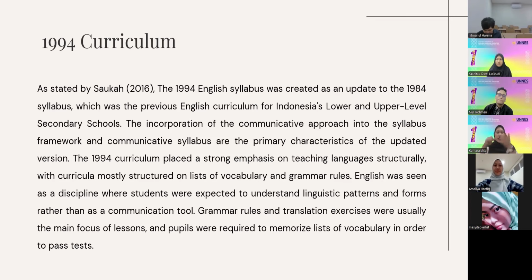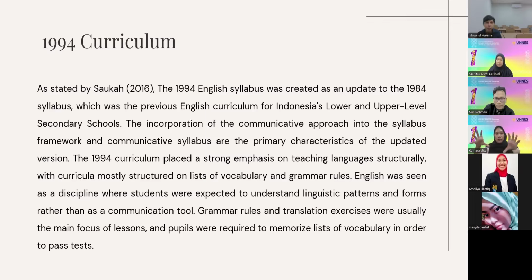Remember here, this is the point of this curriculum 94. In curriculum 94, the ELT was conducted with only remembering the vocabulary and grammar rules. So the students were asked to memorize and memorize that vocabulary and grammar rules. English was seen as a discipline where students were expected to understand linguistic patterns and forms rather than as a communicative tool. Grammar rules and translation exercises were usually the main focus of lessons, and pupils were required to memorize the list of vocabulary in order to pass tests.